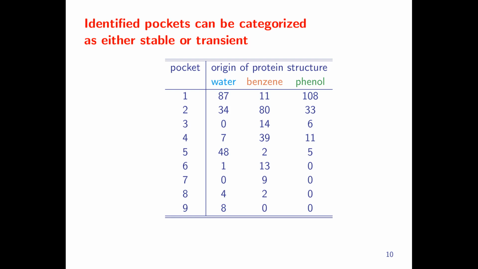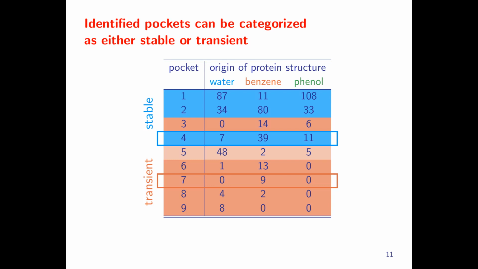So after the pockets have been identified, we investigated the number of binders binding to each of them. Here you can see these numbers of binders separated according to the MD trajectory from which the protein conformation was obtained. After investigating these numbers, we have identified two types of pockets, stable ones and transient ones.